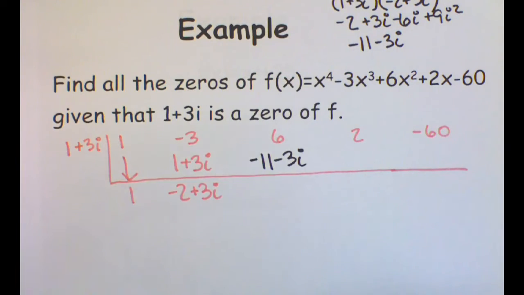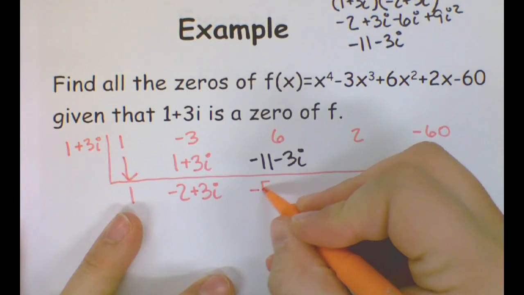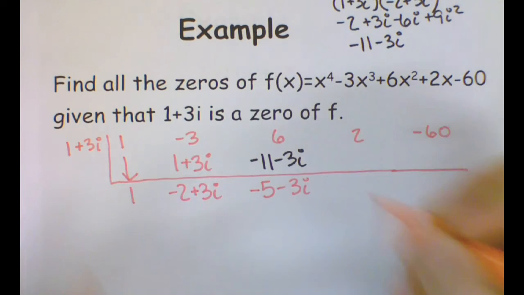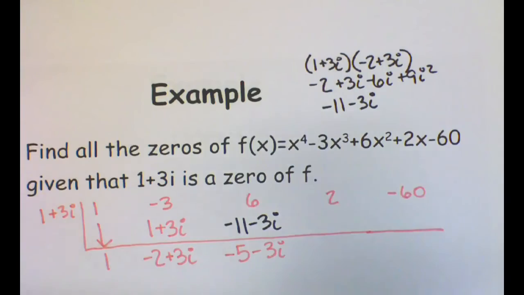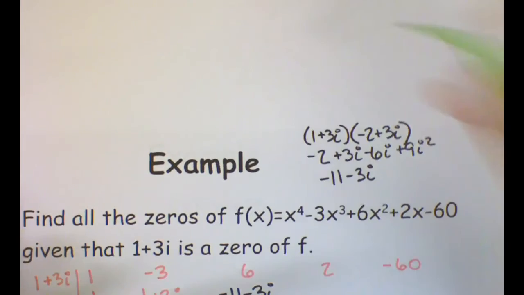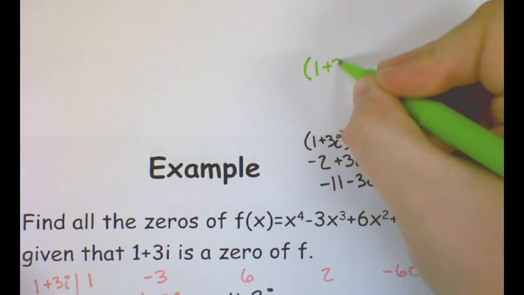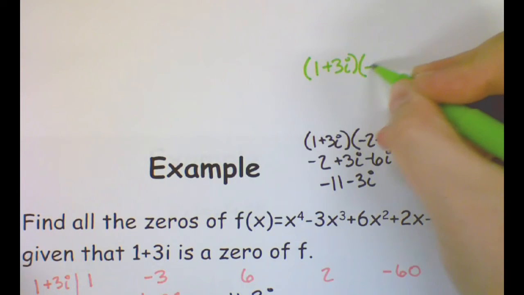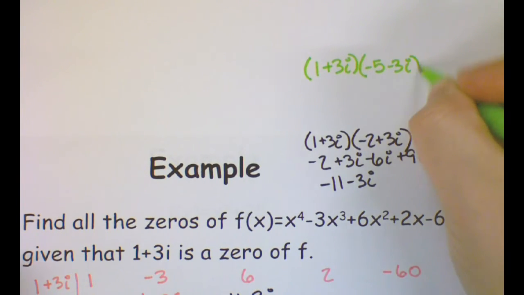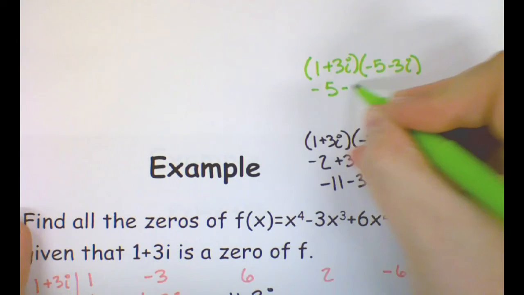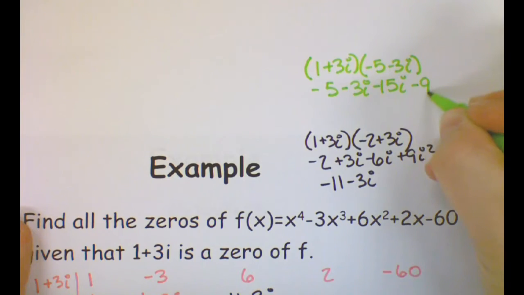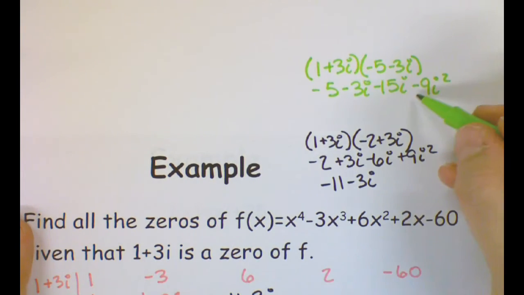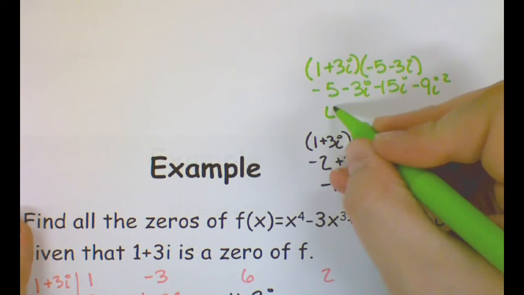Then I add again. 6 and negative 11 makes negative 5 minus 3i. And guess what I have to do now? Multiply again. I'll do that scratch work above it here. 1 plus 3i times negative 5 minus 3i. I have negative 5 minus 3i minus 15i minus 9i squared. So that's really plus 9. So I have 4 minus 18i.